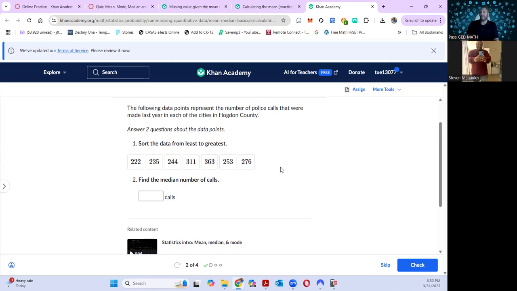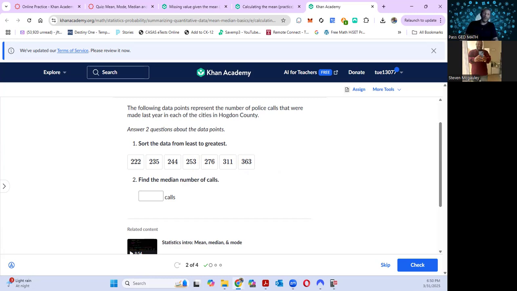Got me? So now, what's next after 244? 235, no, 253. What's the next lowest number? 276. What's the next lowest number? 311 and 363. We got it in order. Let's count how many we had: one, two, three, four, five, six, seven.